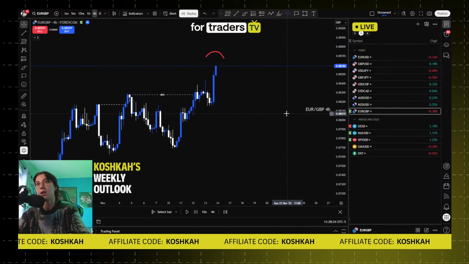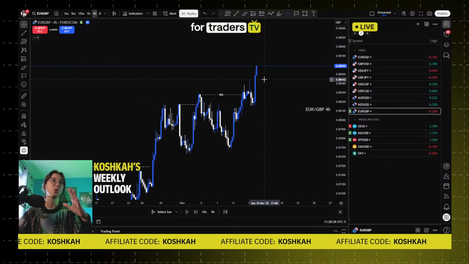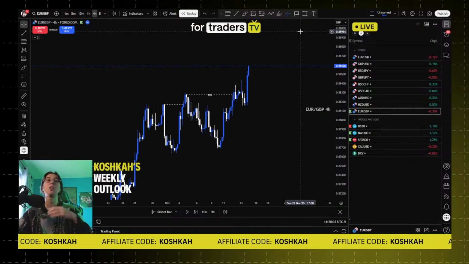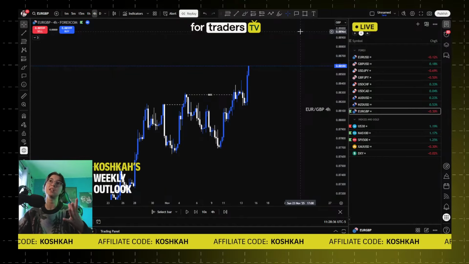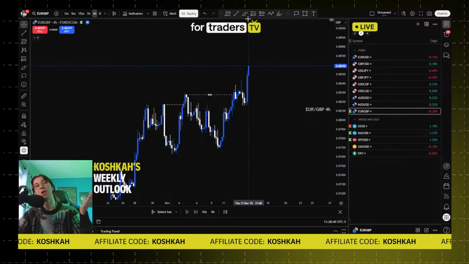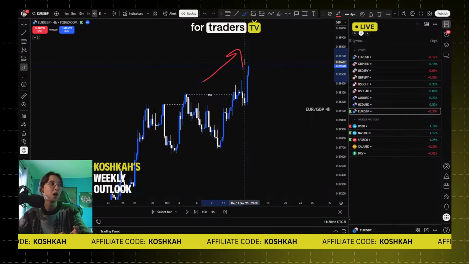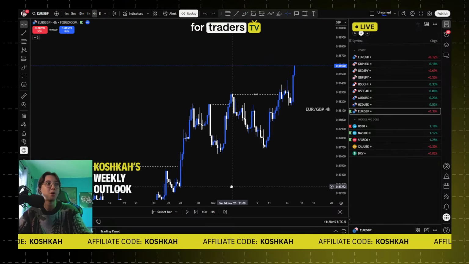So right here, what's going on with Euro GBP? I went back in time just to show you what happened. First of all, we need to identify our bias and our direction. In this case, our direction is bullish. Why? We're pushing to the upside, so we are in an uptrend, as you can see right here, just pushing up, up, up, up.